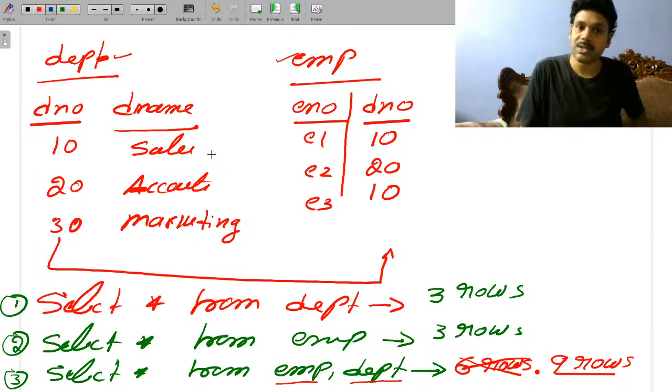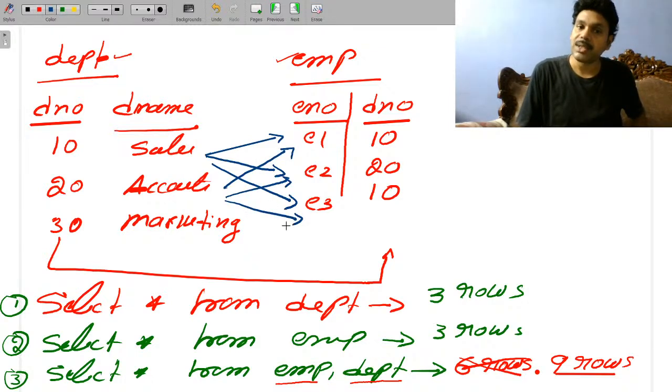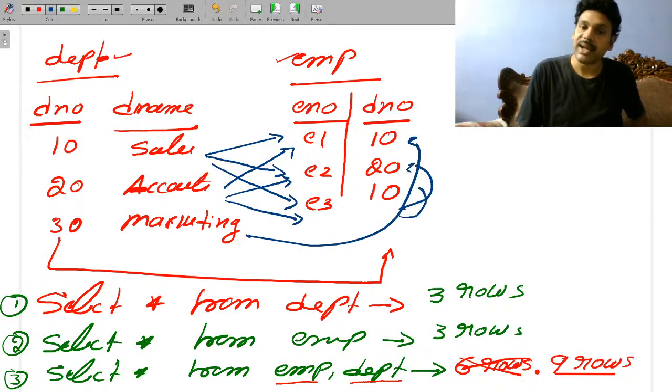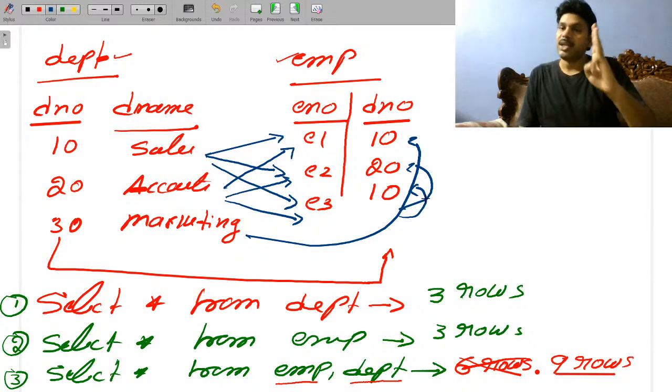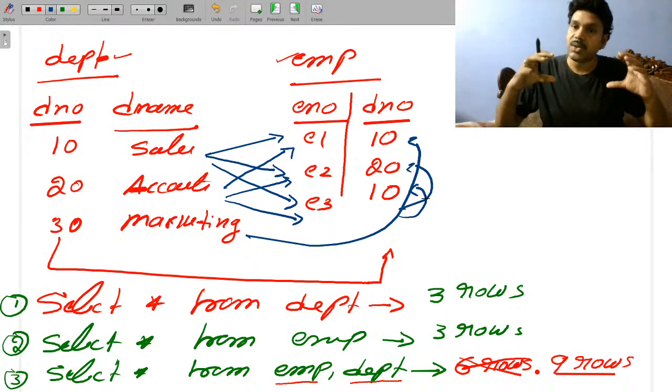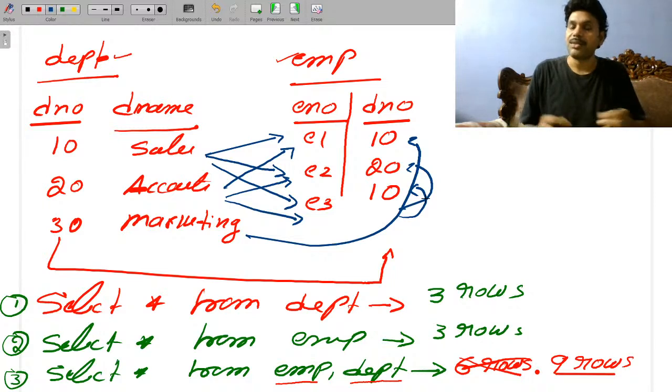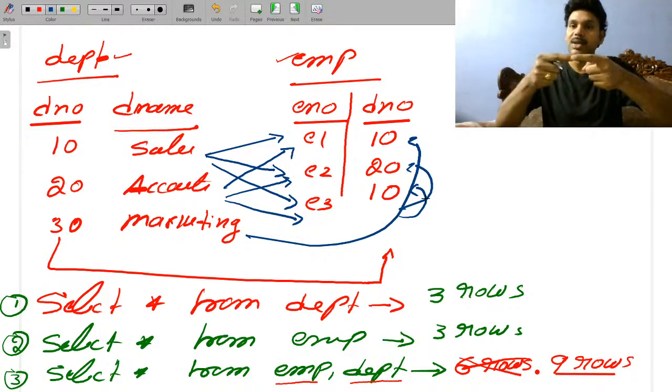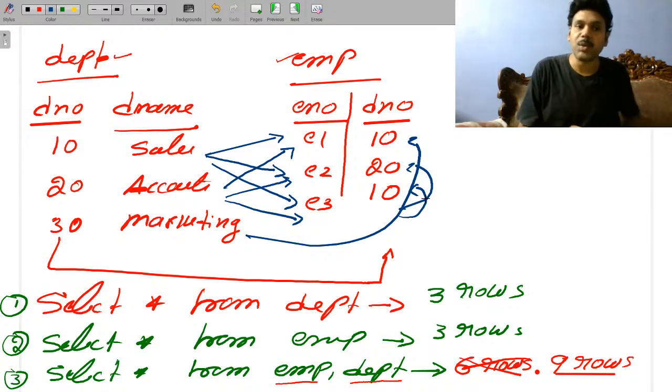Please observe, friends. This 10 will map to this, this 10 will map to this, and this will map here, this here, and this here. In the same way, the rest will map. Therefore, 3 rows of employee multiplied by 3 rows of department gives you 9 rows. So in order to avoid that duplication, we implement the concept of natural join. How am I going to write it?